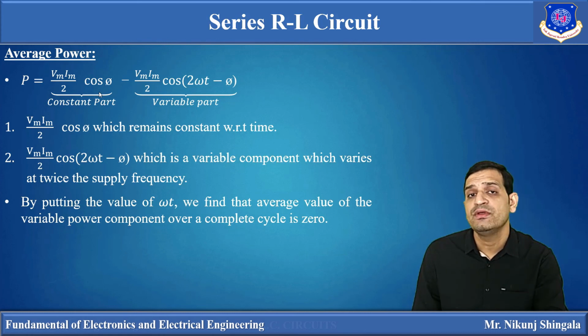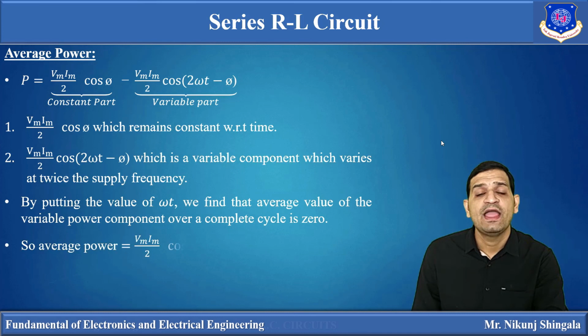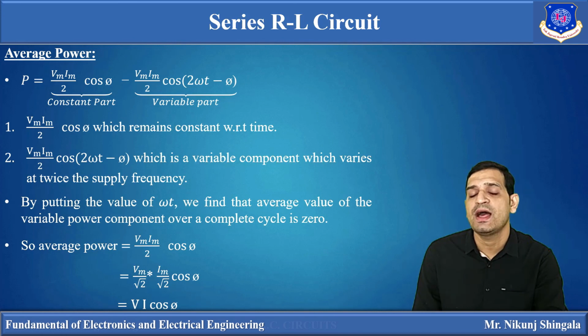Now the first term is a constant term, and we know the average of any constant value is that value itself. So the final average power becomes Vm Im divided by 2 cos phi, and the other term is 0 as we discussed. Now this term can be written as Vm by root 2 into Im by root 2 cos phi. Here we have taken 2 as root 2 into root 2. Now we know Vm by root 2 is nothing but Vrms, and Im by root 2 is nothing but Irms. So the final expression that we get is Vrms into Irms cos phi. That is the actual power consumed in the series RL circuit.